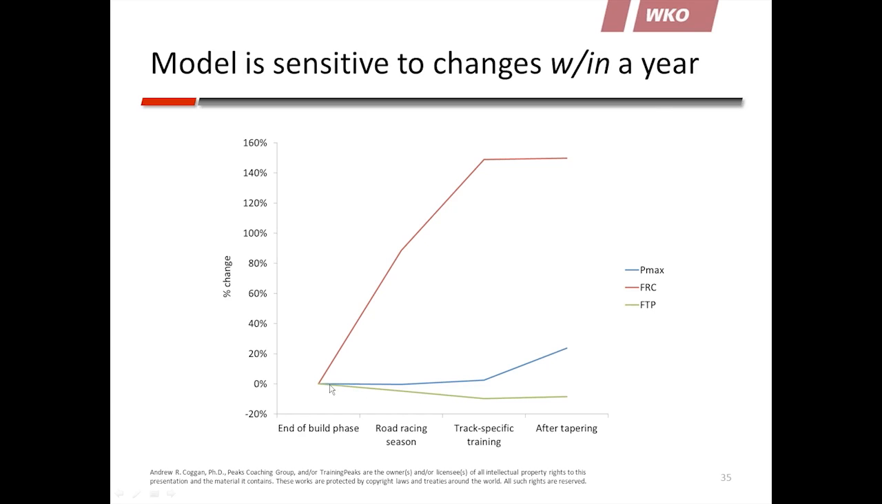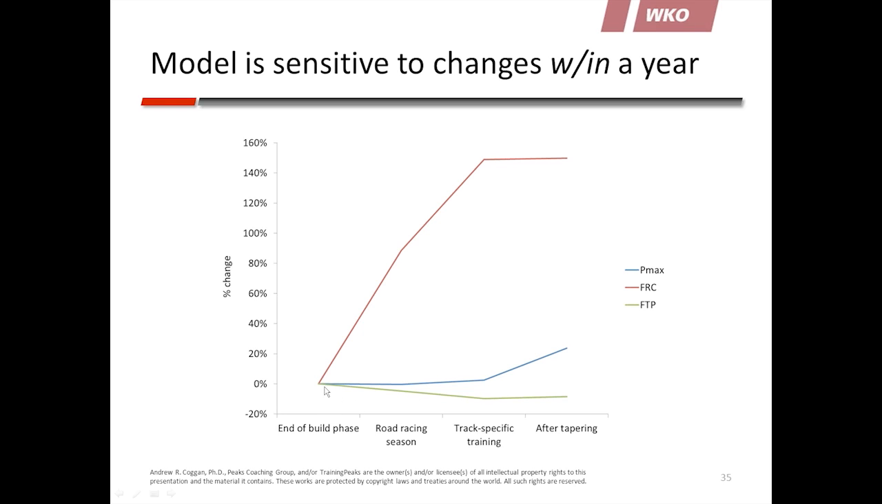Her functional reserve capacity increases when she starts doing mass start races and has to start doing short, hard efforts. But you can see it increases even more so when she gets on the track and starts doing structured level 6 intervals, standing start kilos and standing start 500 meters and that kind of thing. And when she tapers, no real change.